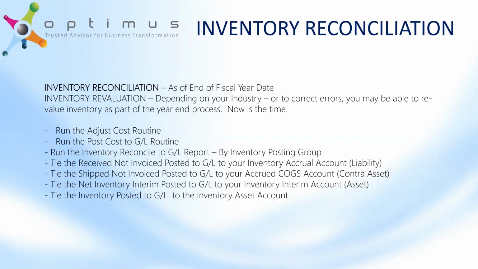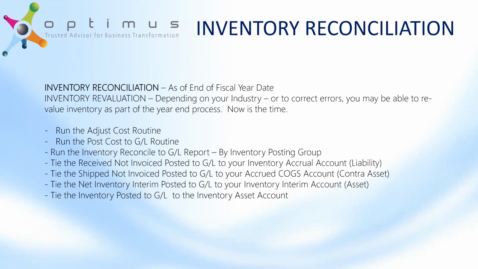Run the adjust cost routine, run the post cost to GL routine, run the inventory reconcile to GL report. All of this, specifically the first three, are going to help you to update all your transactions, review the cost, run the cascade process, right? And have the total value in the last date and the average value of the specific period. That's what we want to have in GL.